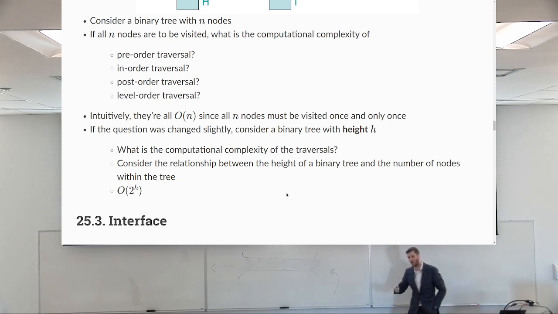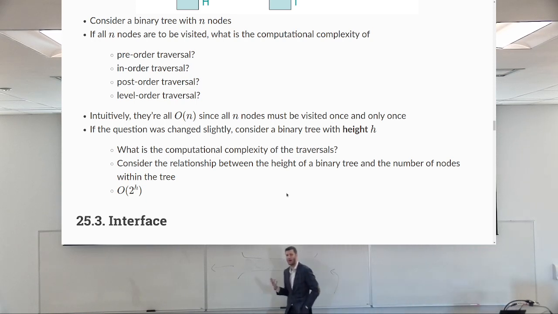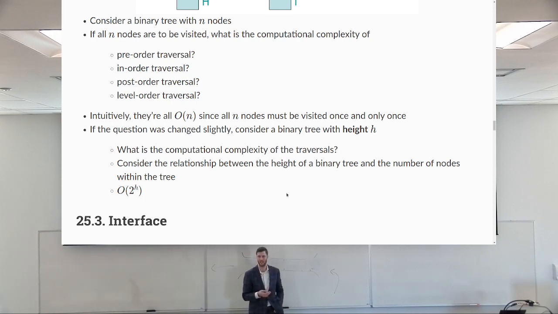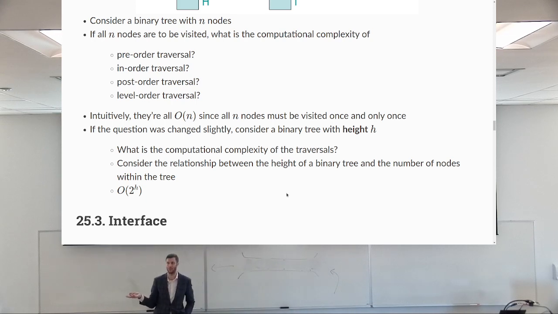So if the question was, given a binary tree of height h, what is the computational complexity? Well, relative to h, it's exponential. It's 2 to the h. But if I say, given a binary tree with n nodes, well, it's linear, relative to the input size being the number of nodes. Whereas if the question was about h, it's an entirely different question.